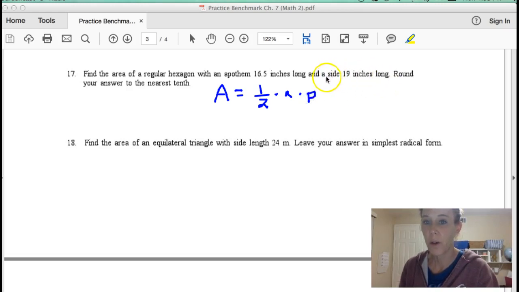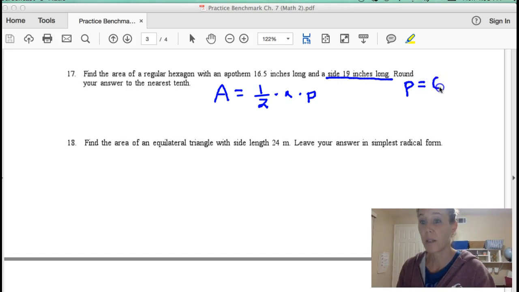To get our perimeter, if we have a side that's 19 inches long, and we know we have a hexagon, the perimeter is going to be 6 sides times 19. So our perimeter here is whatever 6 times 19 is, 114. So now I have my perimeter. I can plug that in. This is 114. And then my apothem I was given. It's 16.5.